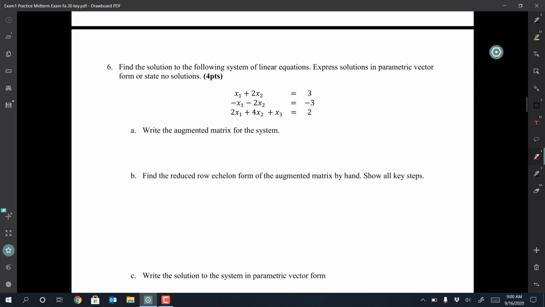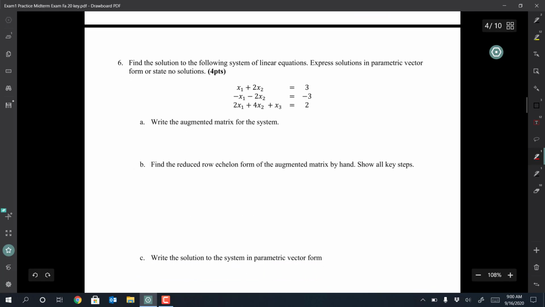Now we go on to some more problem solving here. So this says find the solution of the following system of linear equations and express the solution in parametric vector form or state no solution. And then we break this down into subparts. The first one is write the augmented matrix for the system. So I'm simply going to pull the coefficients here. First equation tells me 1, 2, 0 for x3, augmented with 3 on the right hand side. And I will just do that for these other values here.